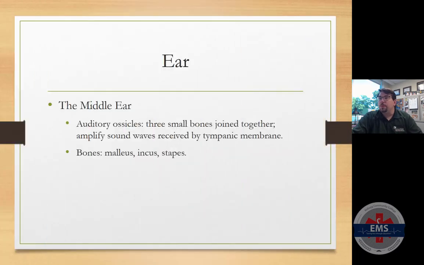So let's talk about the middle ear for a little bit. Auditory ossicles are going to be 3 small bones that are joined together to help amplify sound waves received by the tympanic membrane. We talked about the malleus, the incus, and the stapes are going to be the primary 3 bones that we're talking about.